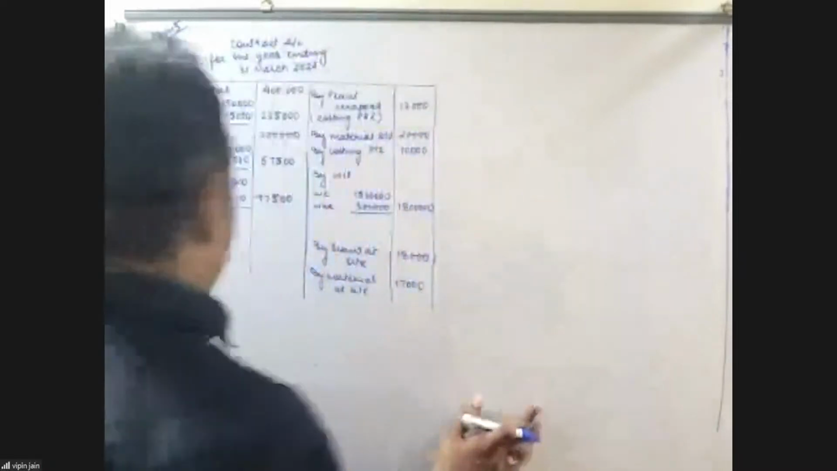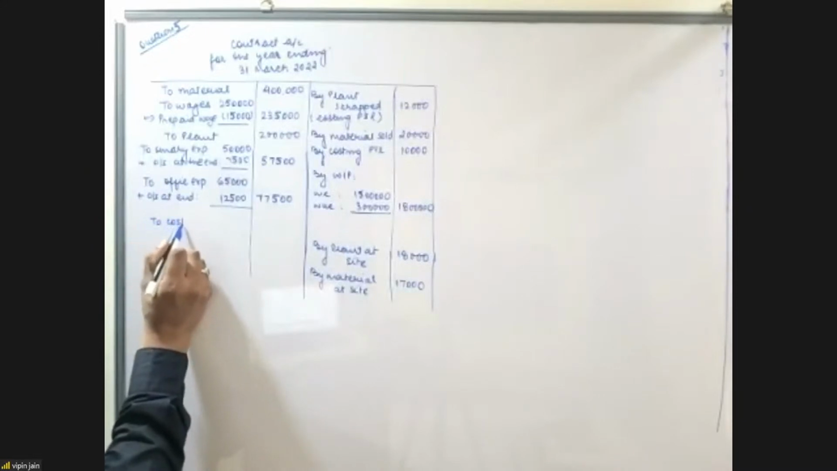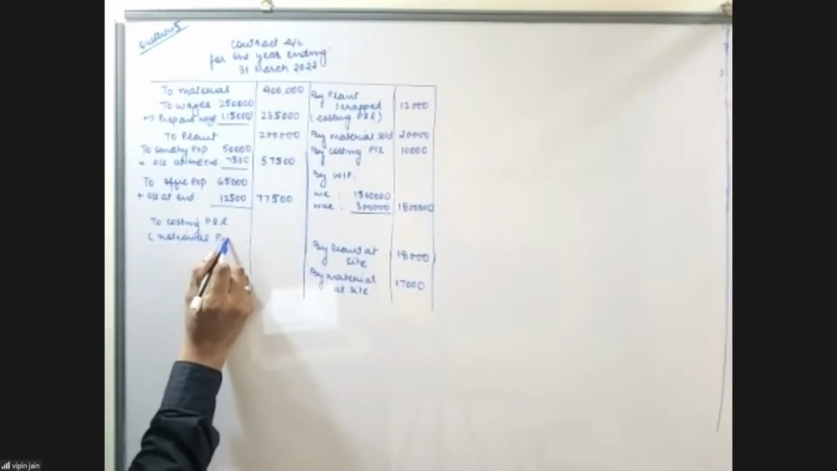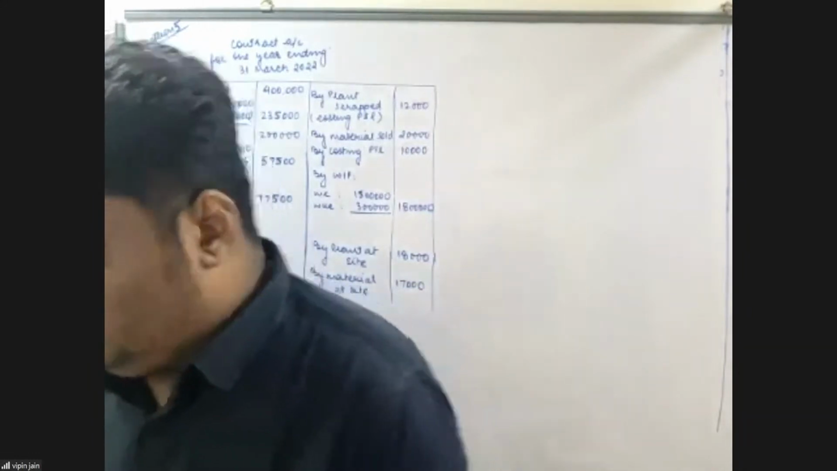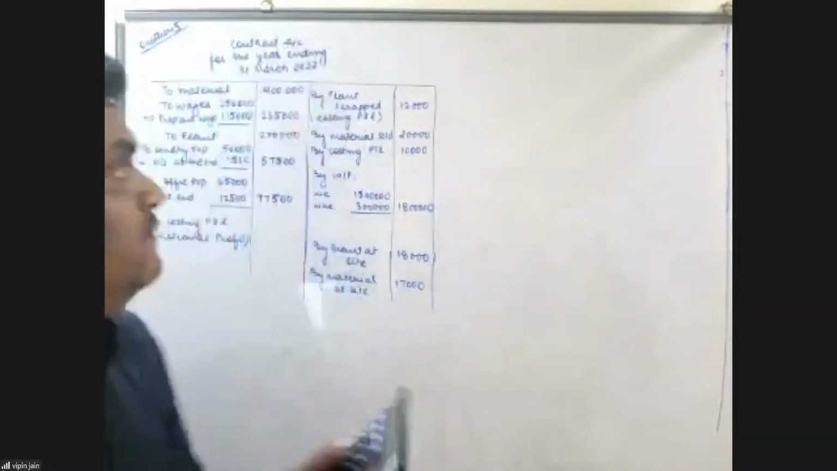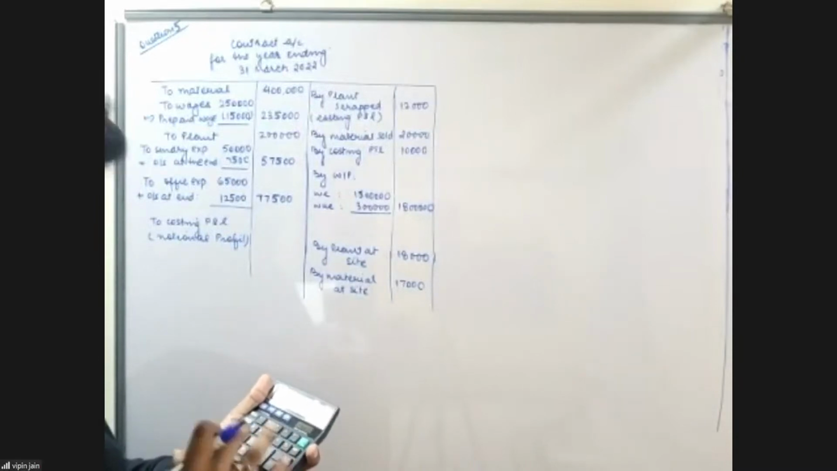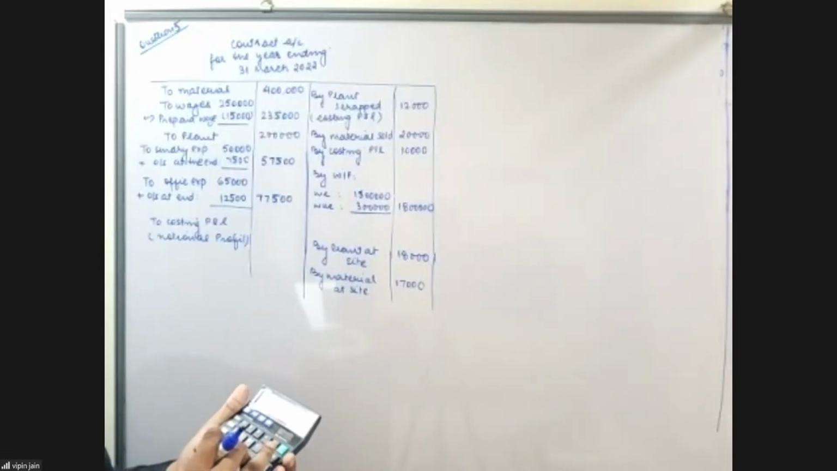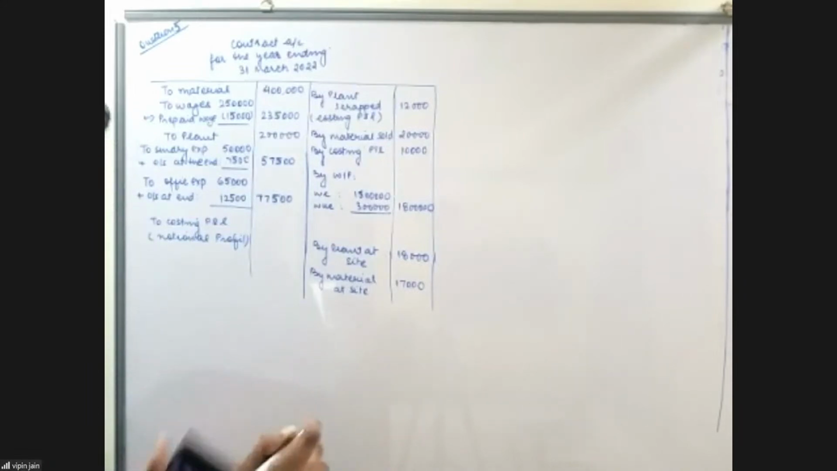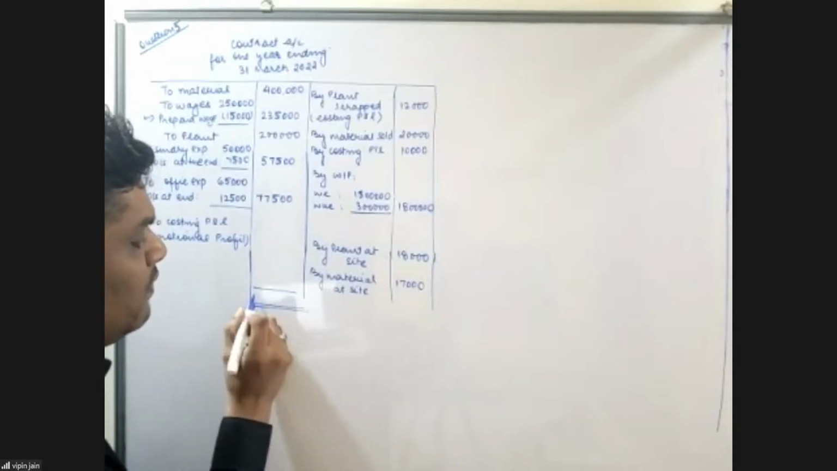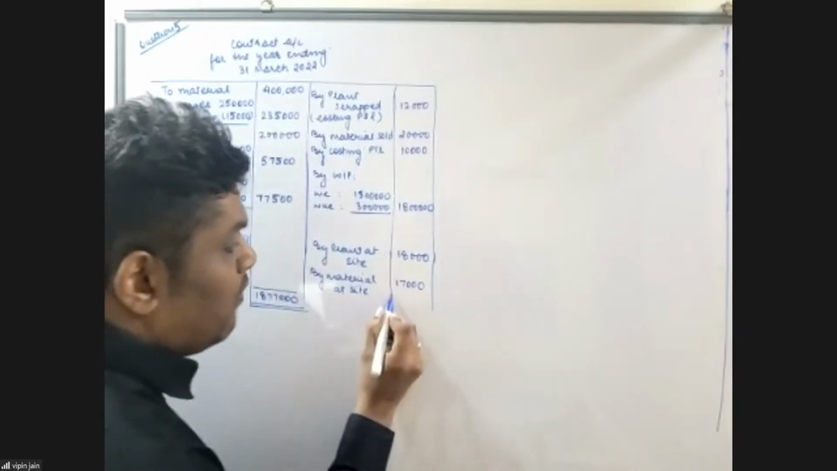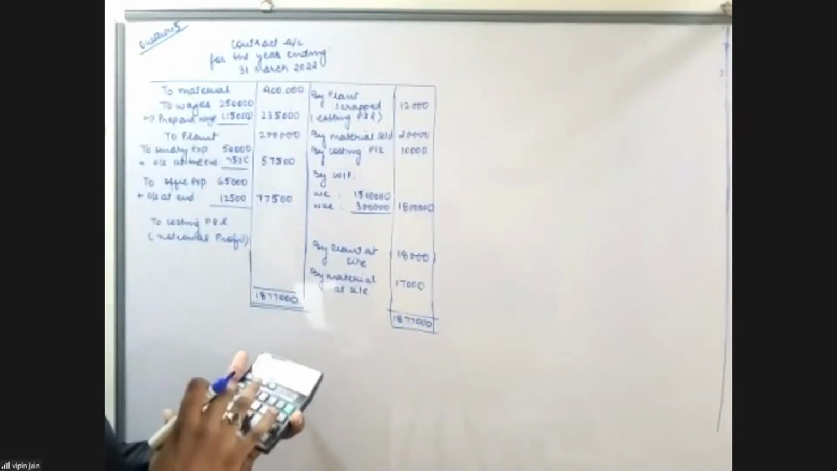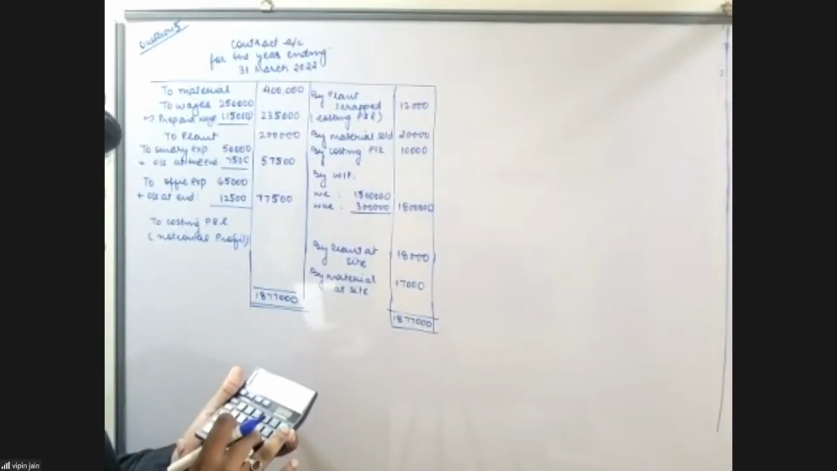So let's calculate the notional profit. So 12,000 plus 20,000 plus 10,000 plus 18 lakh plus 18,000 plus 17,000 minus 4 lakh minus 2,35,000.